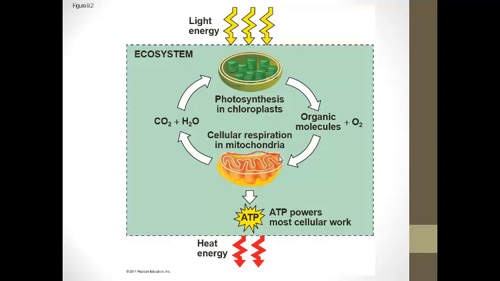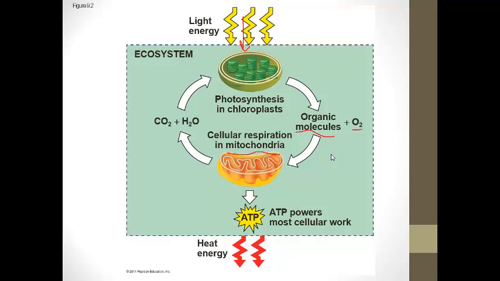Cell respiration is the opposite process of photosynthesis. Photosynthesis is going to take place in the chloroplasts of producers. During photosynthesis, light energy is going to be taken in and converted into chemical energy, the energy found in organic molecules. Oxygen is also going to be produced as a waste product of photosynthesis.